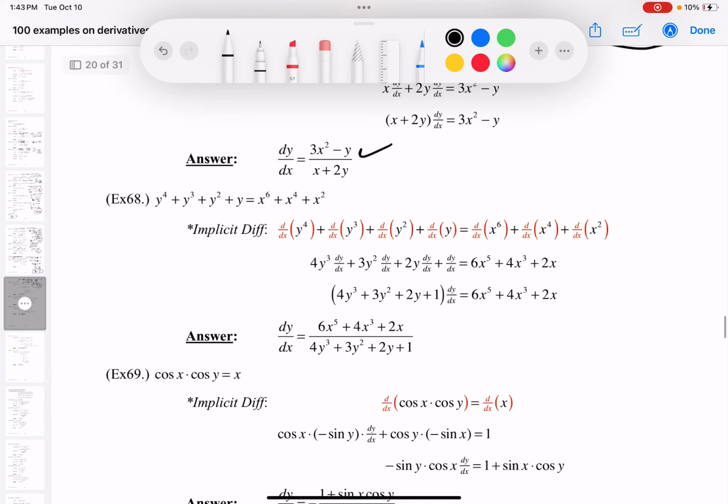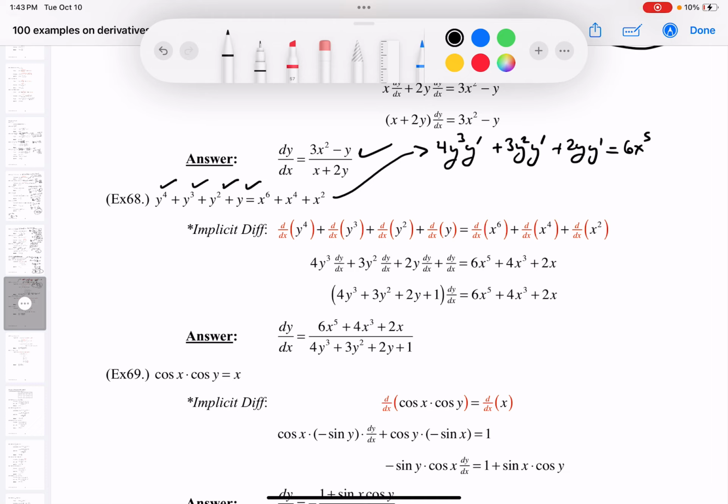All right, let's do number 68. And 68, I'll kind of do it as easily as I can. So it can be 4y cubed y prime. That guy's done. Plus 3y squared y prime. That guy's done. Let's do the next guy. Plus 2y y prime. That guy's done. Equals, well, the other side's pretty easy, by the way. What do you get? 6x^5 dx/dx plus 4x cubed dx/dx plus 2x dx/dx. I'm going to factor out y prime. And what do you get? 4y cubed plus 3y squared plus 2y equals 6x^5 plus 4x cubed plus 2x.